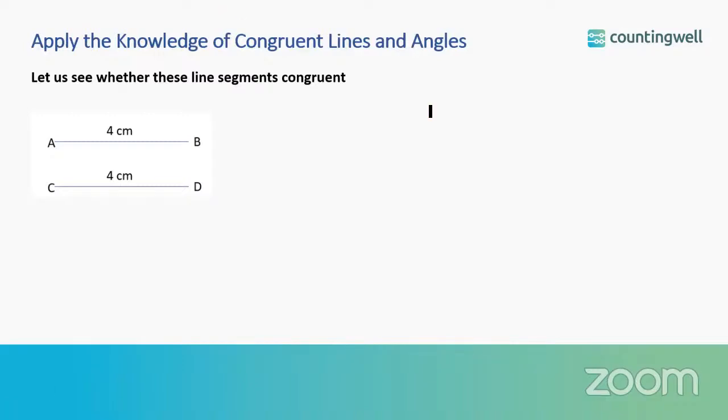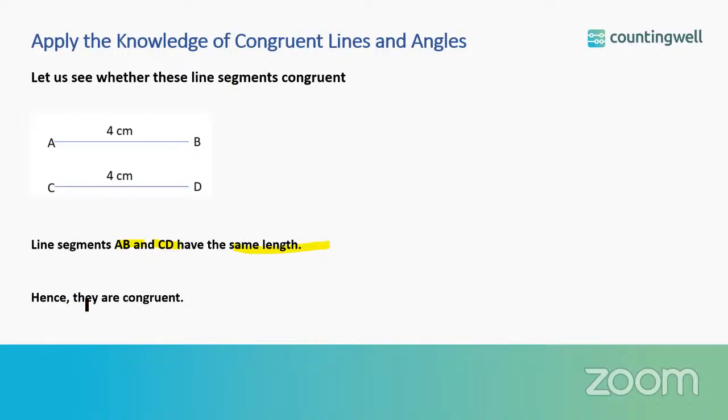Now let us apply the knowledge of congruent lines and angles. Let us see whether the given line segments on the screen are congruent or not. What do you observe from the figure? We have line segments AB and CD that have the same length. Hence, they are congruent.